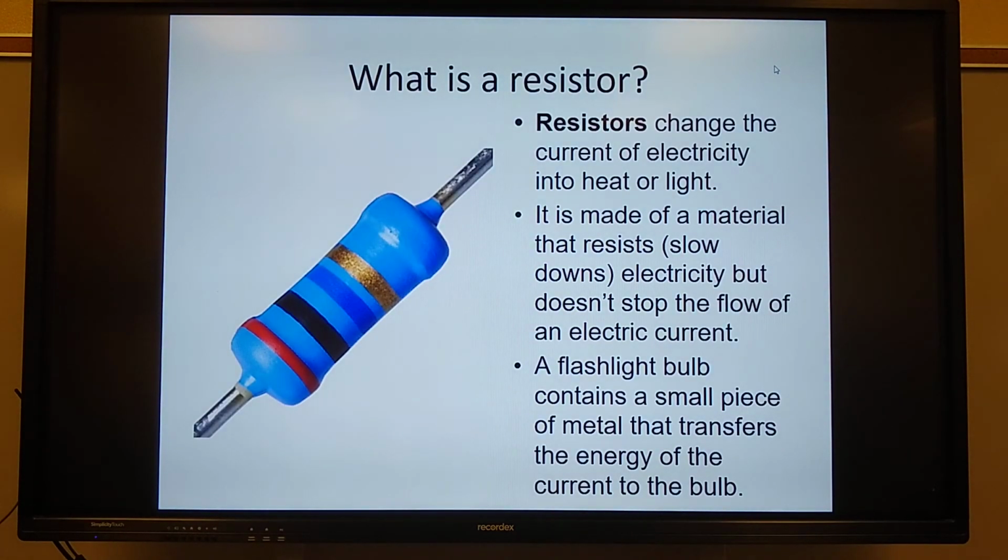Now, what is a resistor? A resistor or resistors change the current of electricity into heat or light. It is made of a material that resists or slows down electricity, but doesn't stop the flow of an electric current. A flashlight bulb contains a small piece of metal that transfers the energy of the current to the bulb.